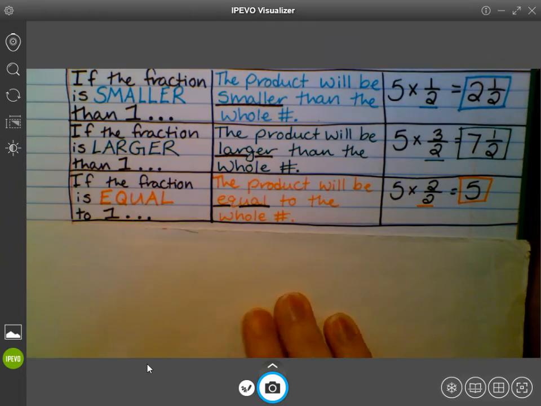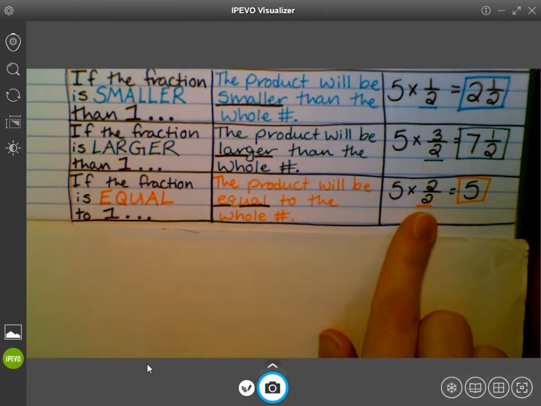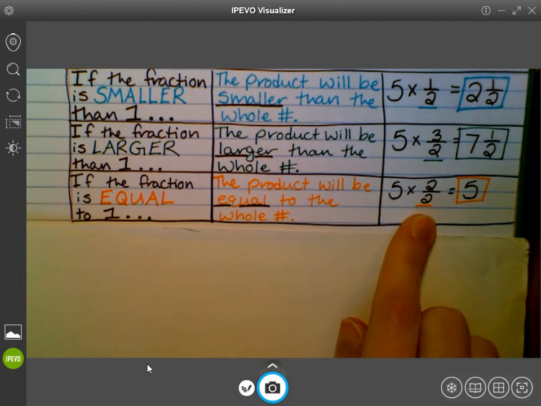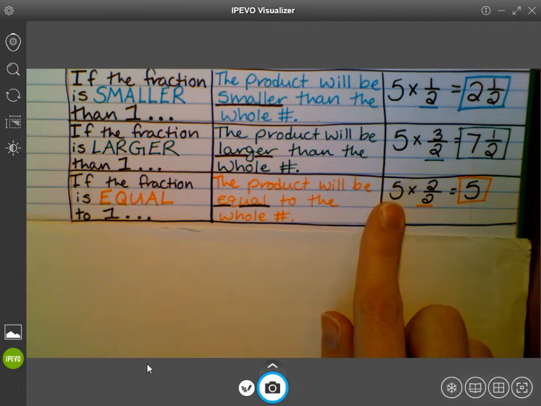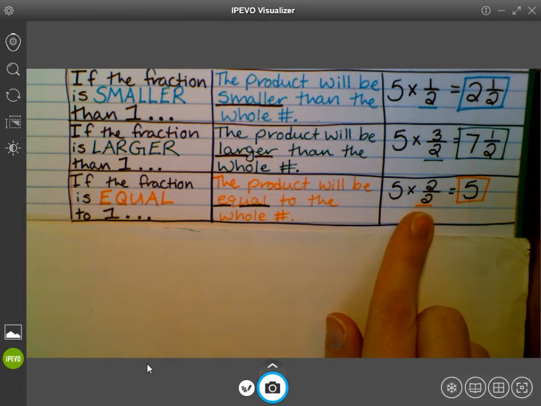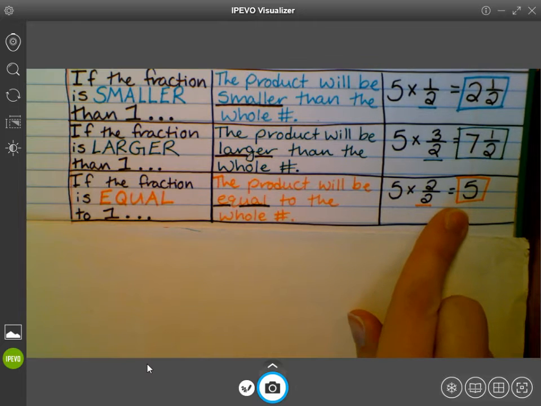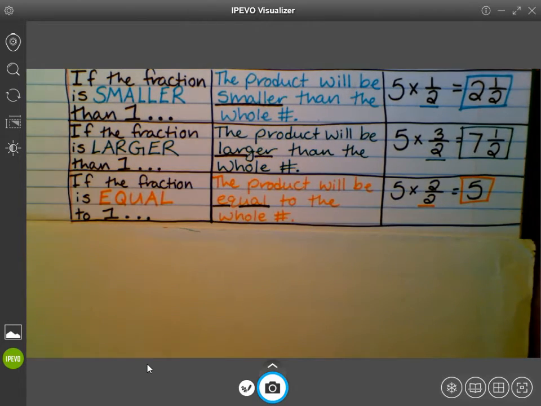So again, 5 times, and I made sure to put it as a fraction, 2 over 2. When our numerator and our denominator are the same, that is equal to the whole number 1. So if we're taking 5 and multiplying it by a fraction that's equal to the whole number 1, it's the same as taking 5 times 1. So that stays 5. Give me a thumbs up when you have your table completed.